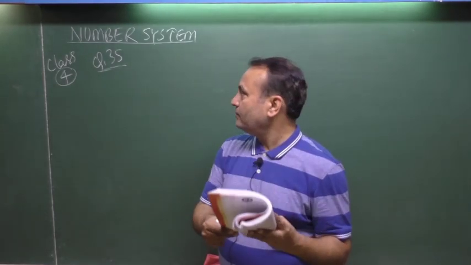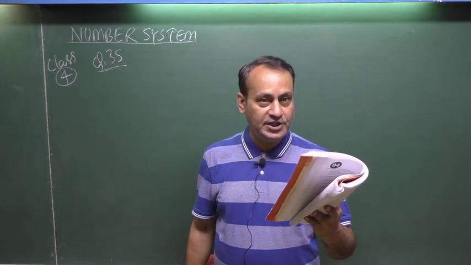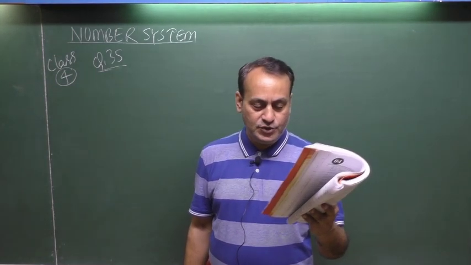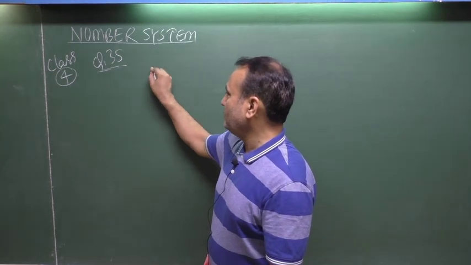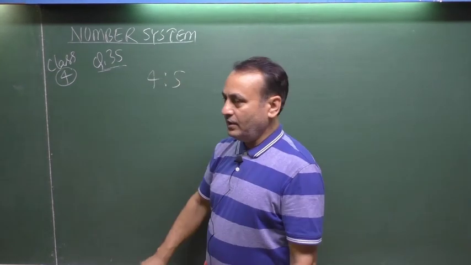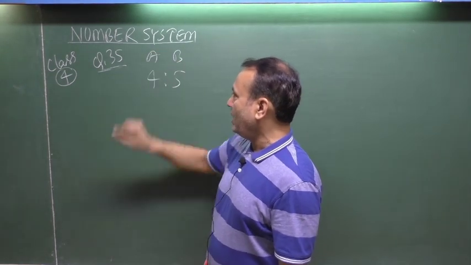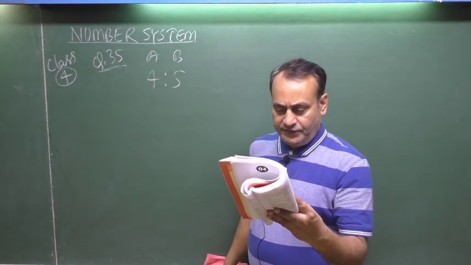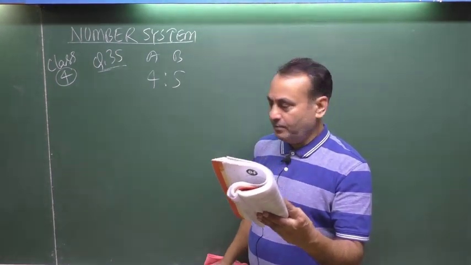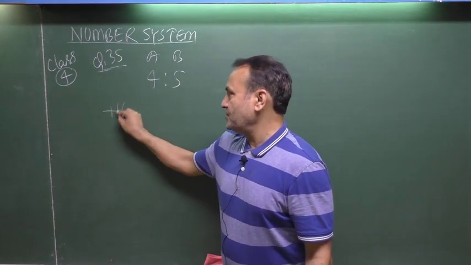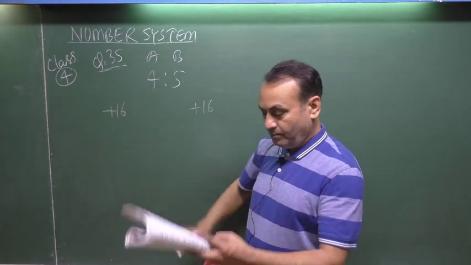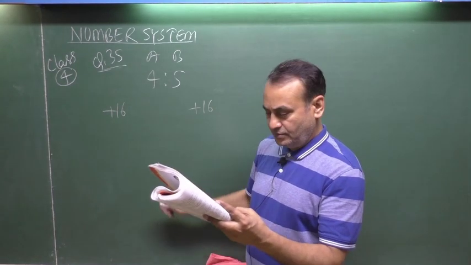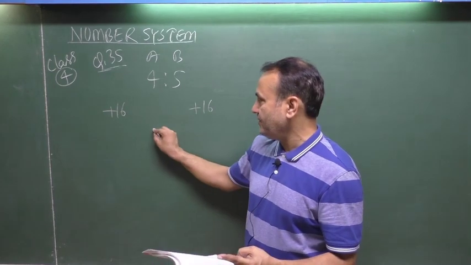Number system, class 4, question number 35. Two numbers A and B are in the ratio 4:5. If 16 is added to both the numbers, the ratio becomes 6:7.